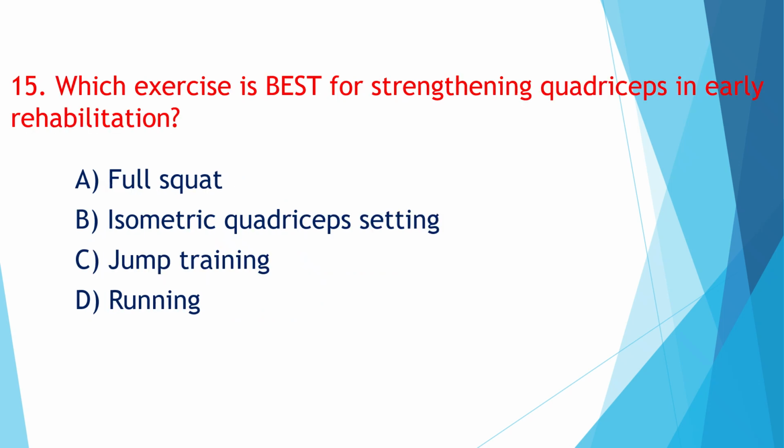Number 15. Which exercise is best for strengthening quadriceps in early rehabilitation? A. Full squat, B. Isometric quadriceps setting, C. Jump training, D. Running. So think about the answer. So answer is option B, isometric quadriceps setting, because it is safe and effective during the early rehabilitation.